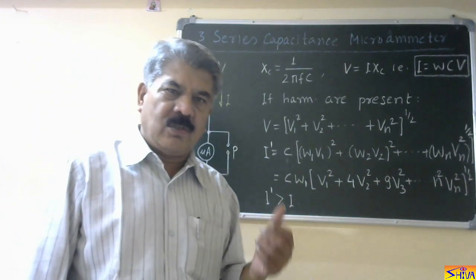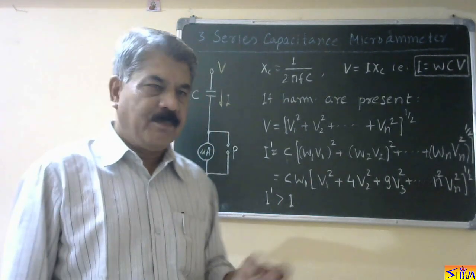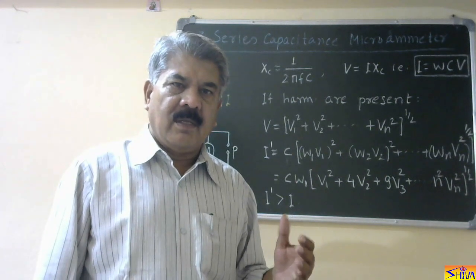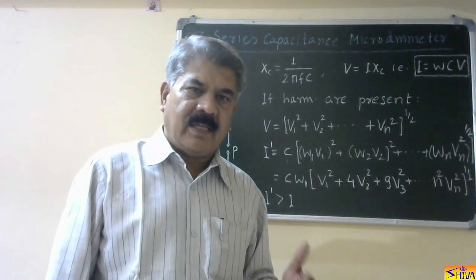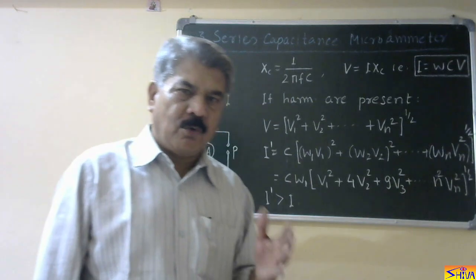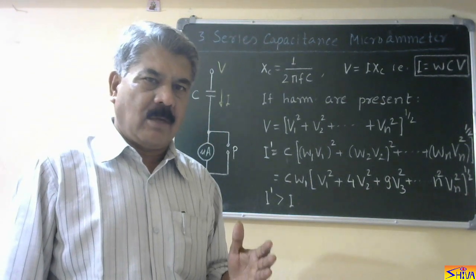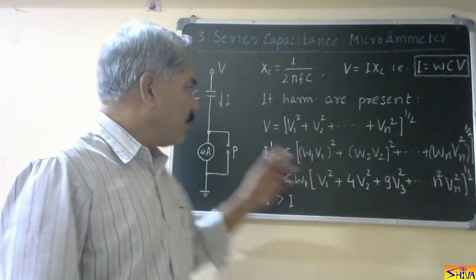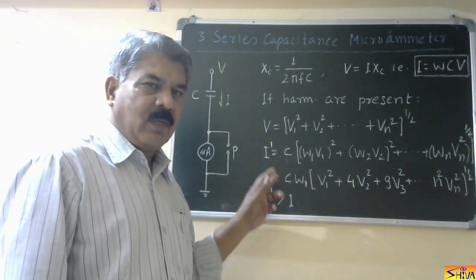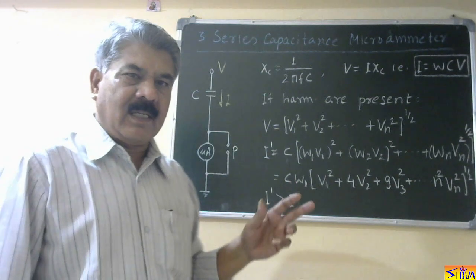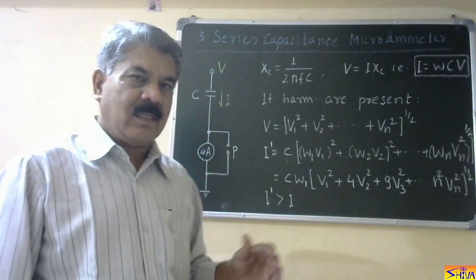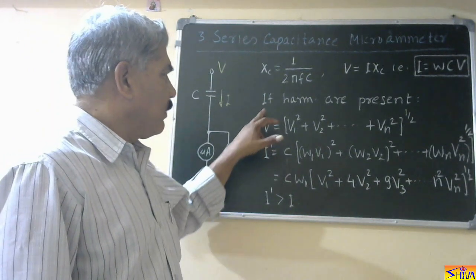But it has its own drawbacks. First is this method is costly because capacitors are relatively costly than the resistors. And second, most important drawback or source of error is if this voltage contains harmonics, then this generates error in measurement. Now let us see how the harmonics affect the measurement.